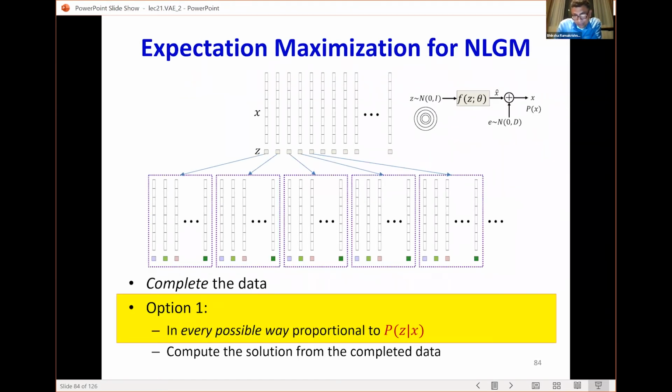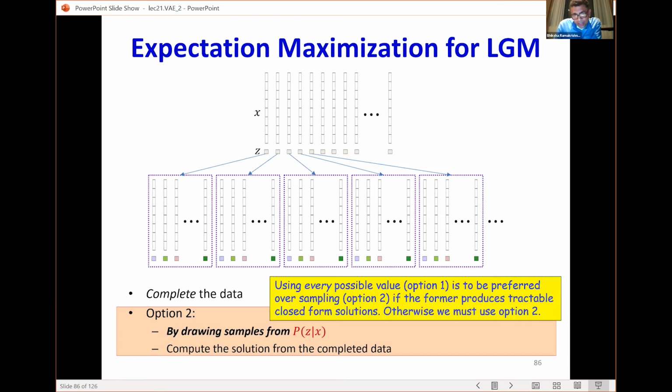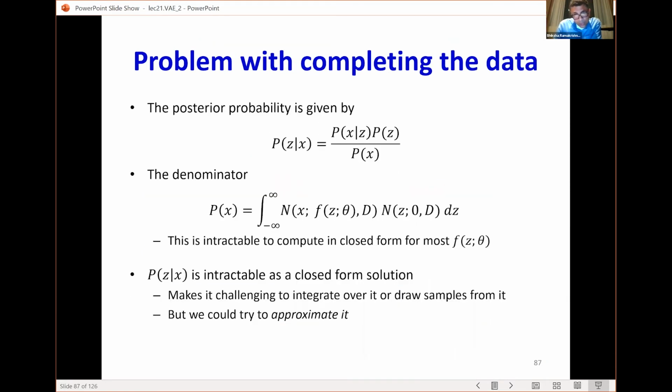There are two ways of doing it. I can fill in this missing Z in every possible way proportional to P of Z given X, or alternately, fill in the missing Z by drawing samples from P of Z given X, right? Does this make sense? Okay. And in general, option 1, using every possible value, is to be preferred if you can get a tractable closed form solution. Otherwise, you want a sample, because sampling is always noisy, but then there are two different solutions.